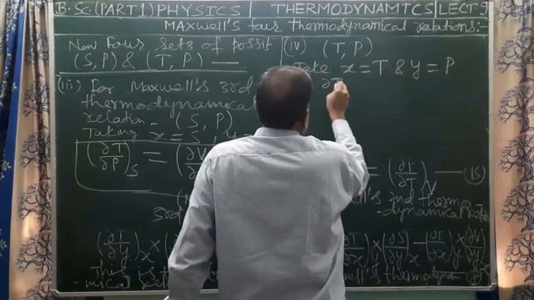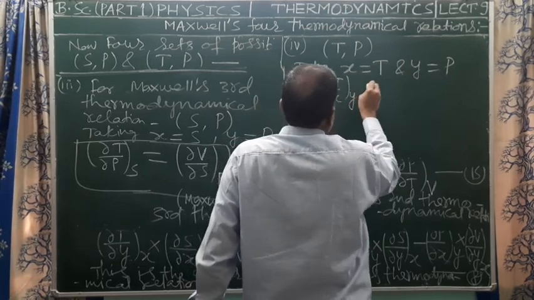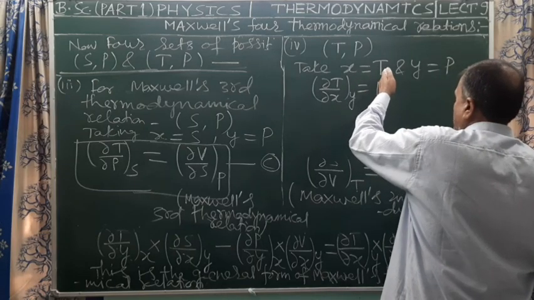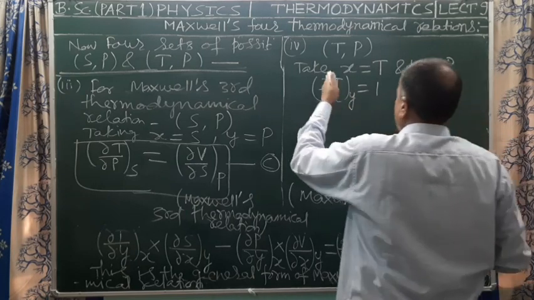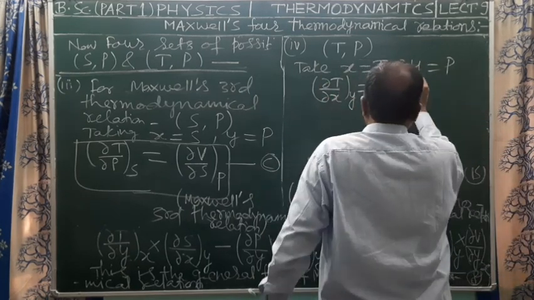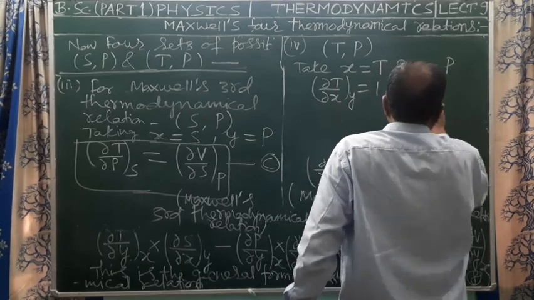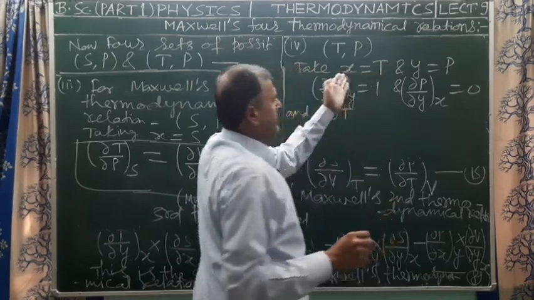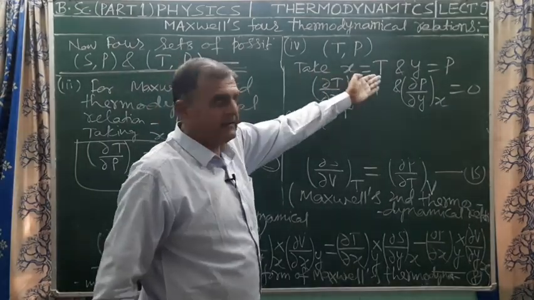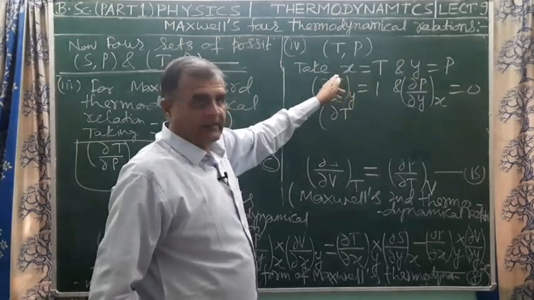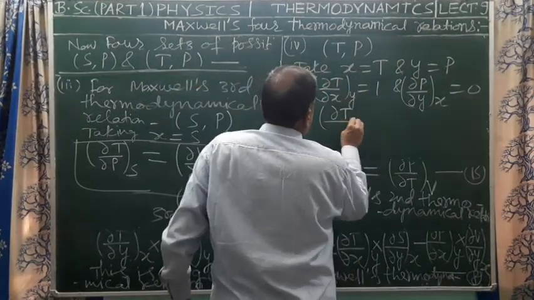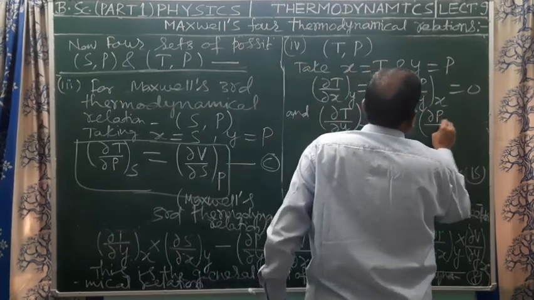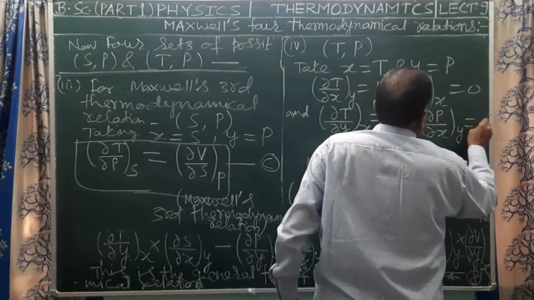Then we have del T upon del x at constant y equals 1 after differentiating both sides, that is, differentiating T partially with respect to x, keeping y constant, del T upon del x at constant y is equal to 1, and del T upon del y at constant x is equal to 0. Now if we partially differentiate T with respect to y, since we have supposed x equals T, the partial differentiation of T with respect to y will be 0. So del T upon del y at constant x equals 0 and del P upon del x at constant y is also equal to 0.